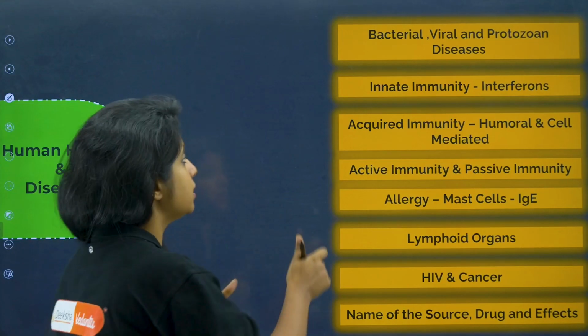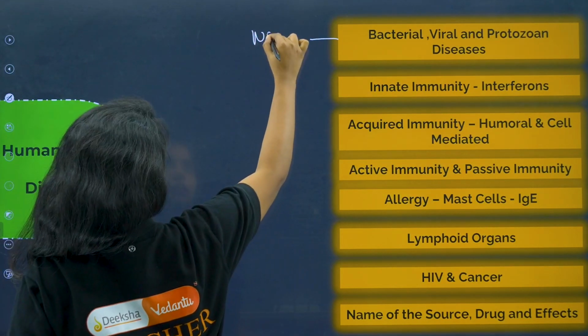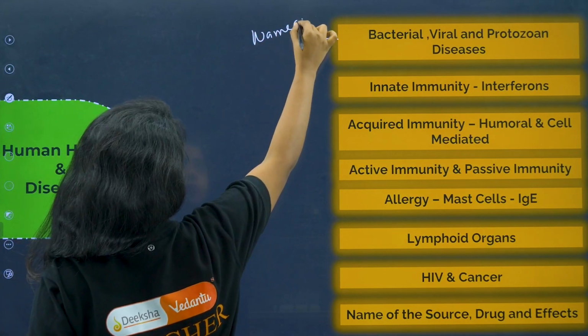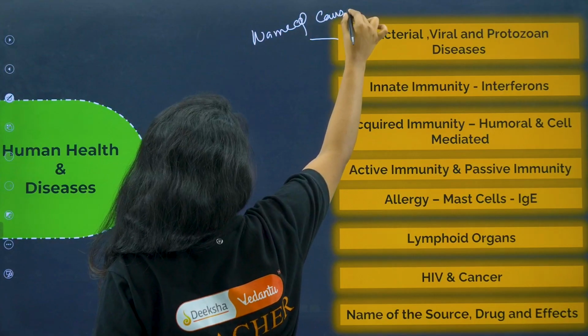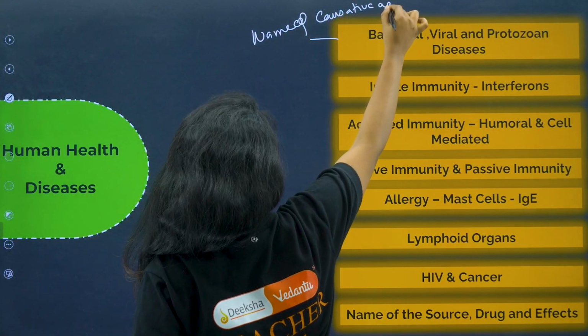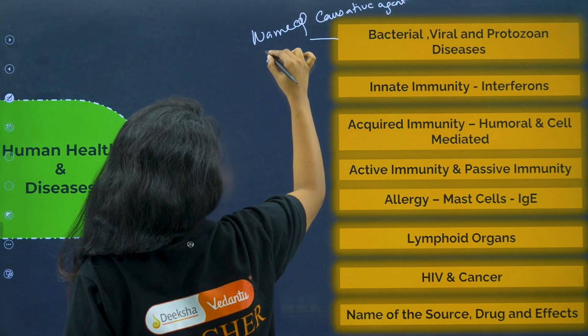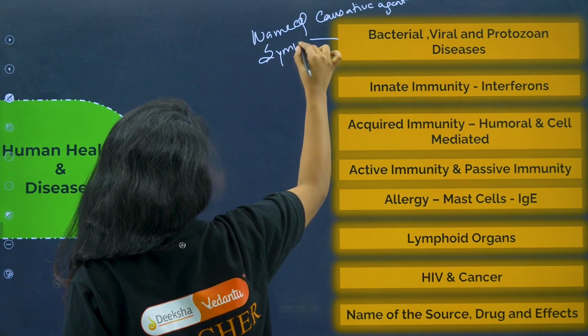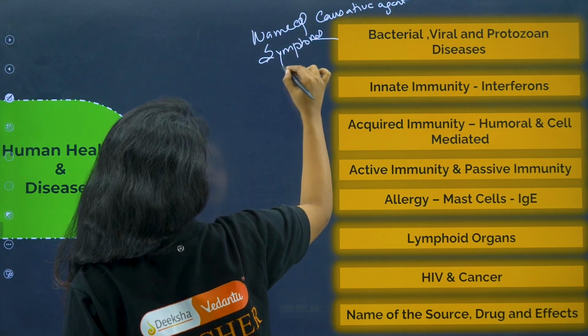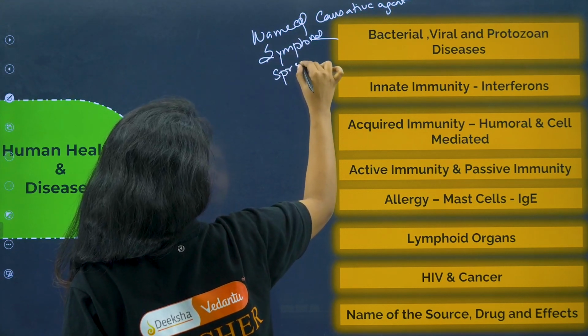The name of the disease, name of the causative agent, symptoms and how it is spread.